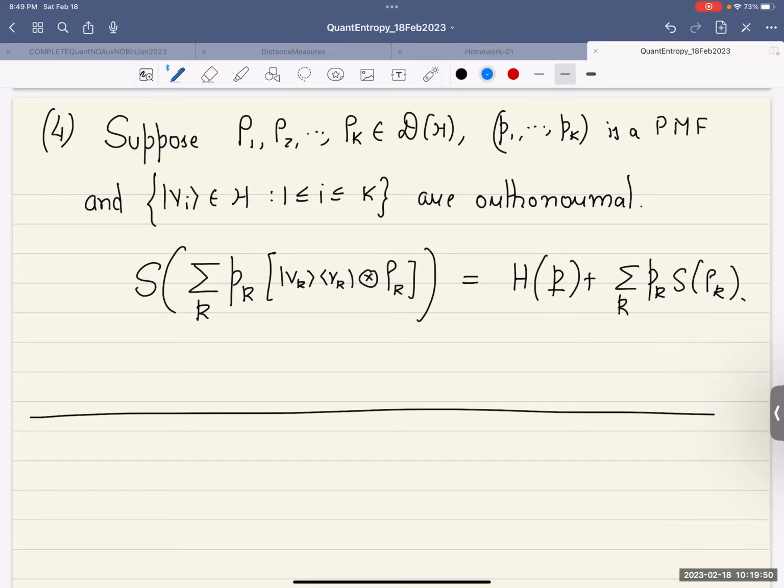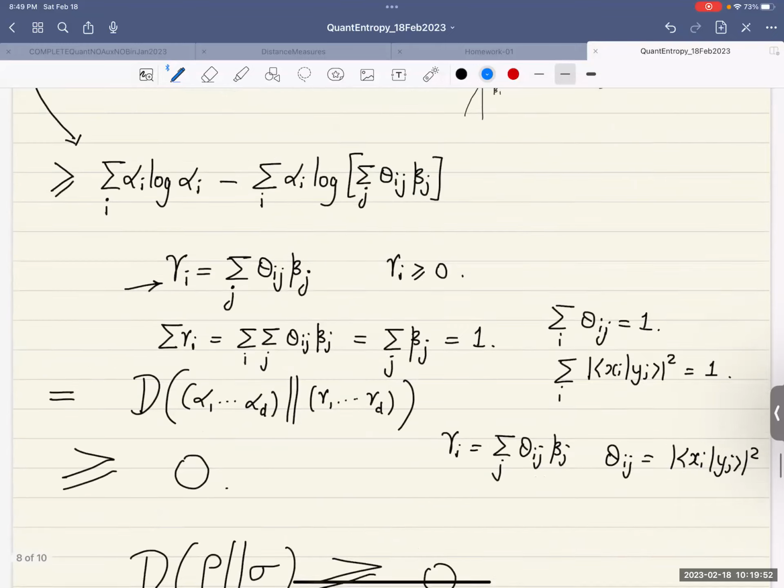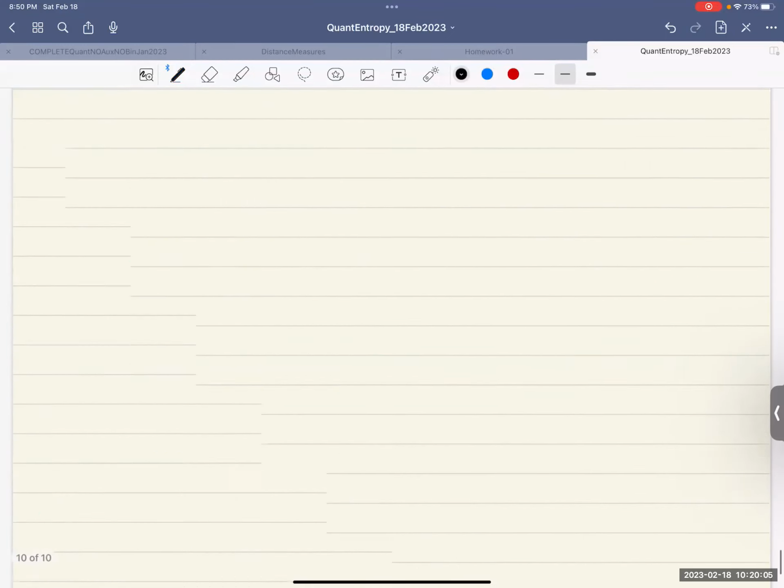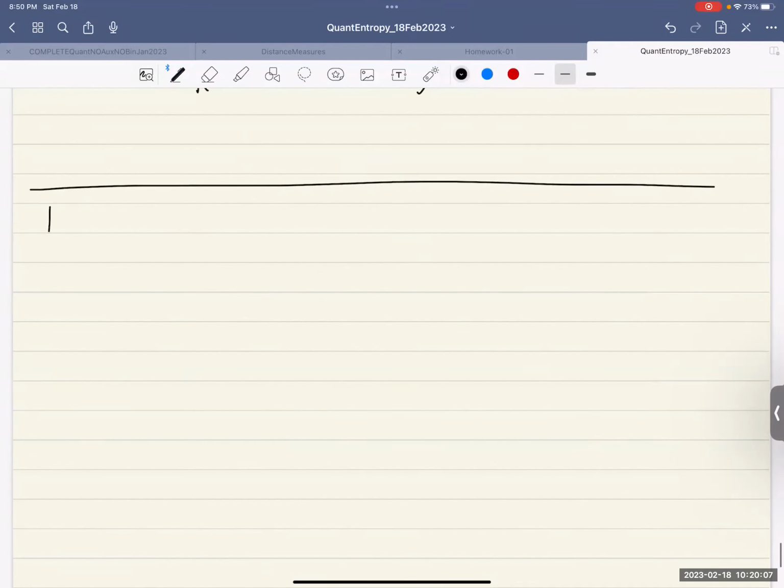Okay, let's prove it. The first one is straightforward. Done. It's just the Shannon entropy of the eigenvalues, and you just apply that. The second one is interesting, so let's do the second one. The proof is very simple.